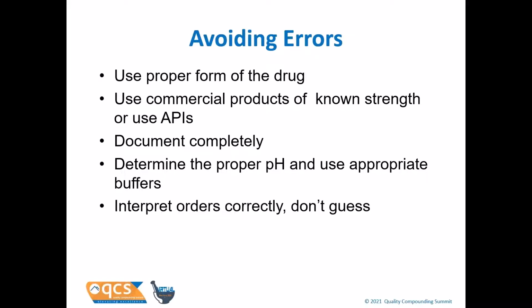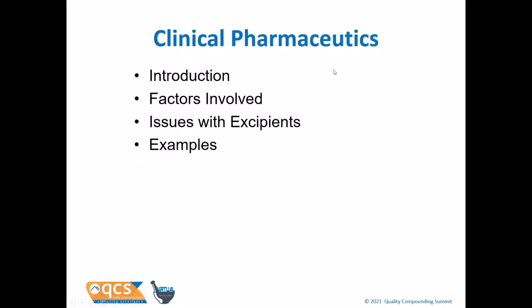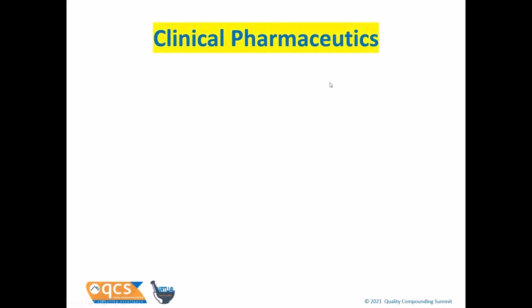Determine the proper pH and use of appropriate buffers. This is especially important for stability issues. And interpret orders correctly. Don't guess. Focus and be attentive at all times. So there's a lot of information here in looking at errors. And a lot of error prevention is simply common sense and paying attention to what is being done.